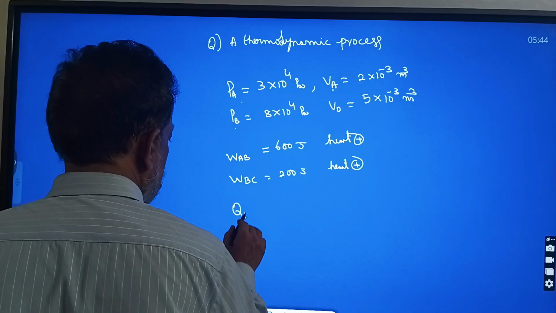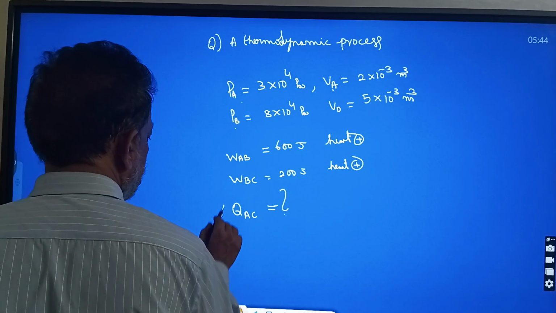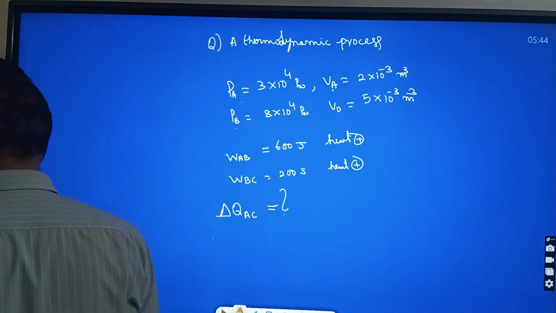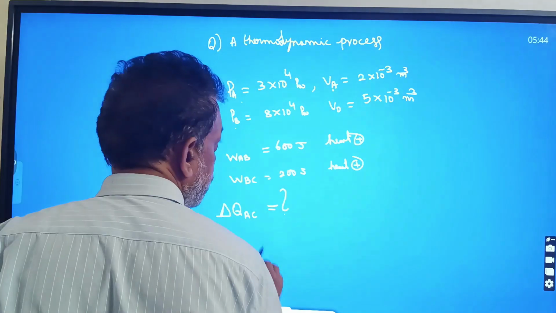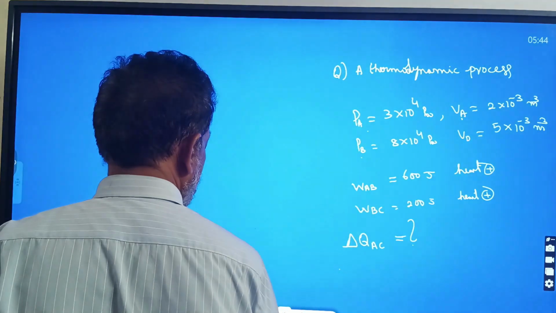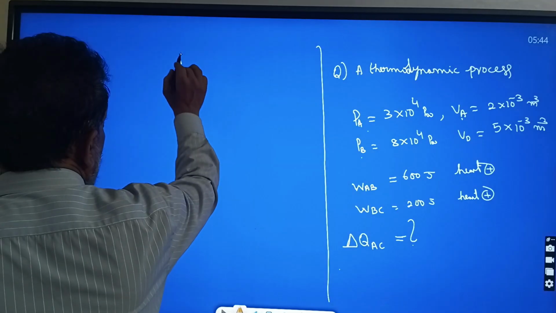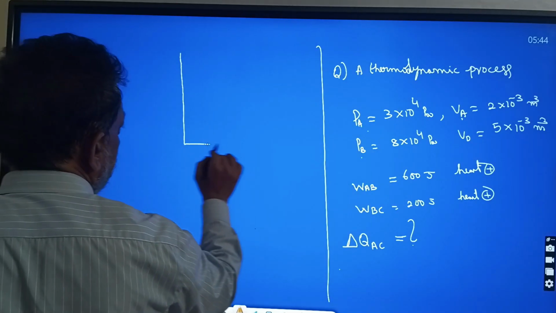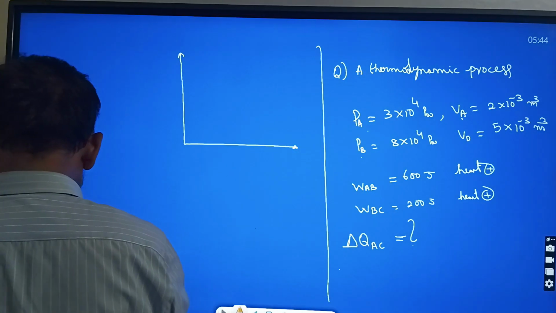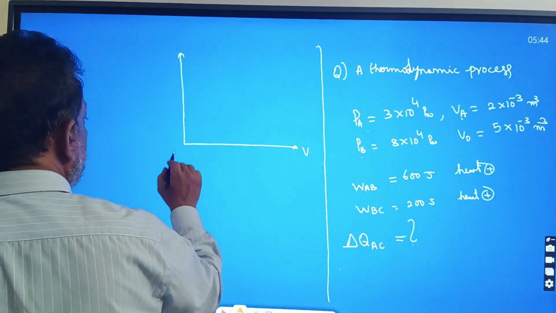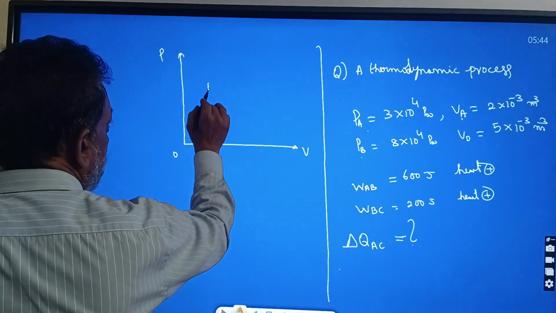in process AC would be. So they have given this diagram. Let me read the process diagram. So this is the volume, this is the pressure, and this is the shape of it.